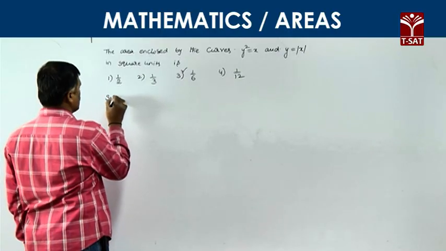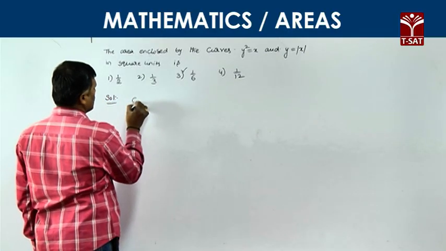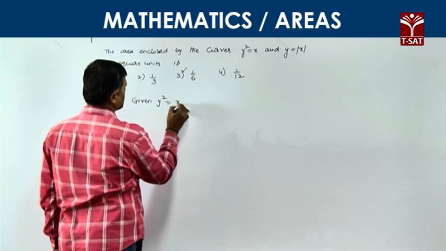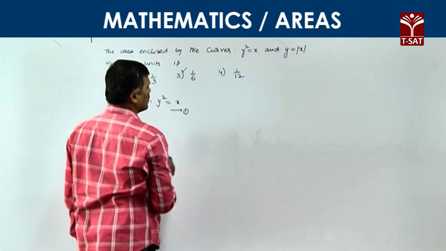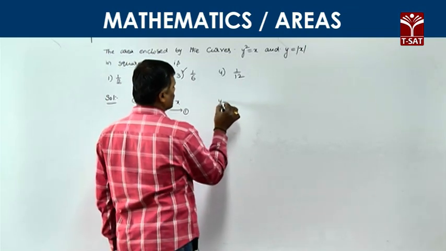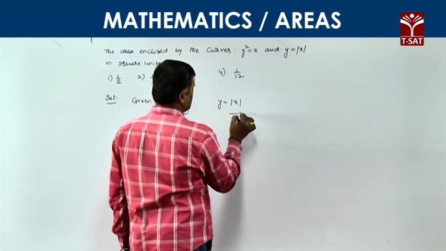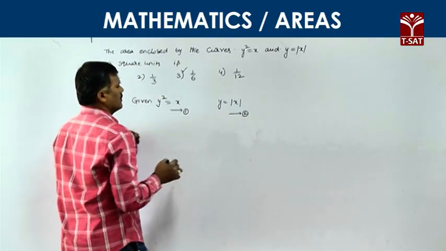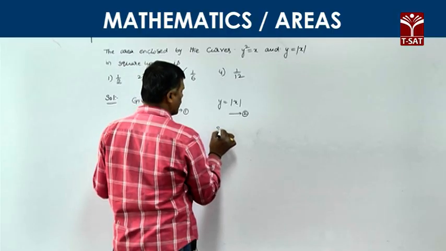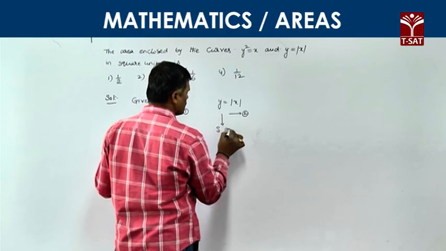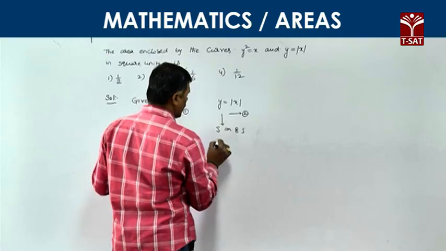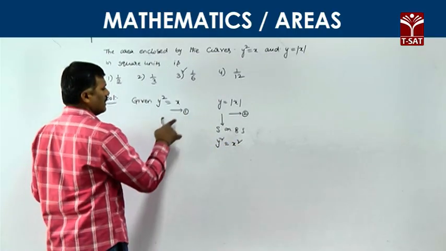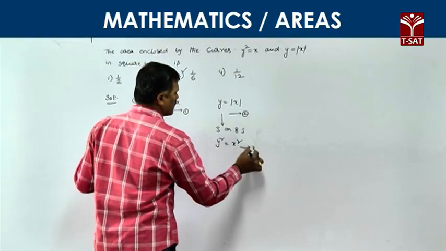Given solution: given y square is equal to x, equation number 1, y is equal to mod x, equation number 2. Squaring equation 2, squaring on both sides, y square is equal to x square. See, this is equation number 3.